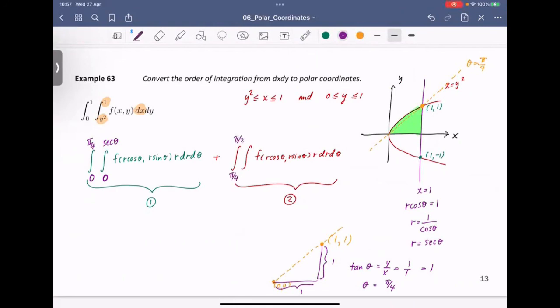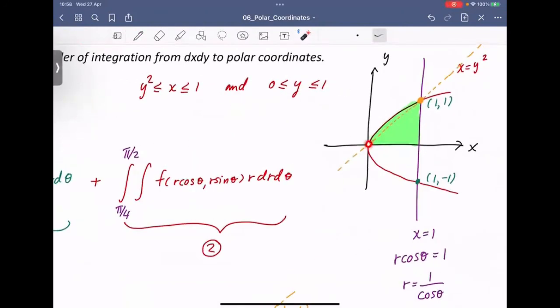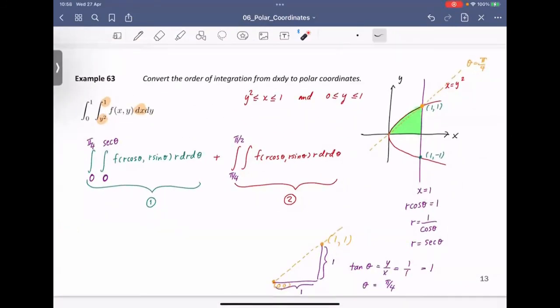And then what is your r here? It's going to be from the pole again, but this time you hit the parabola. The pole is r equal to 0. So let's switch the parabola. This is the line, so let's start thinking about the parabola. So it's y equal to x squared. What is the equation here? Sorry, x equal to y squared.